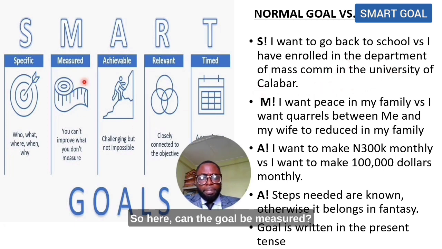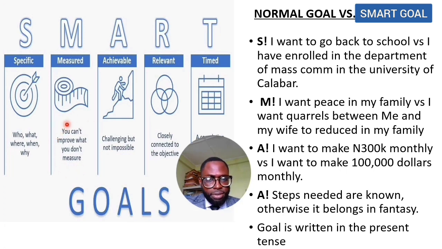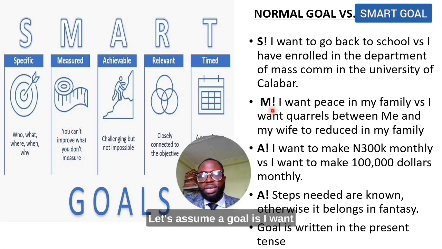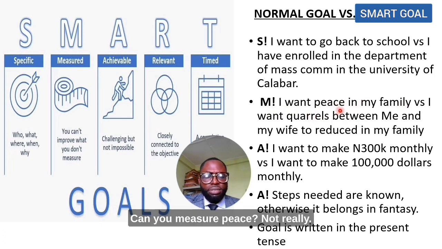The second part is measurable. So here, can the goal be measured? Does it have qualities that you would know that you are achieving it? Okay. Let's assume a goal is I want to have peace in my family. Can you measure peace? Not really. So the individual now makes the goal more SMART, measurable.